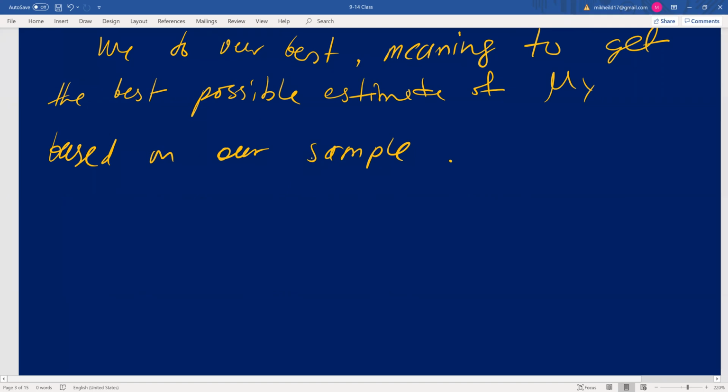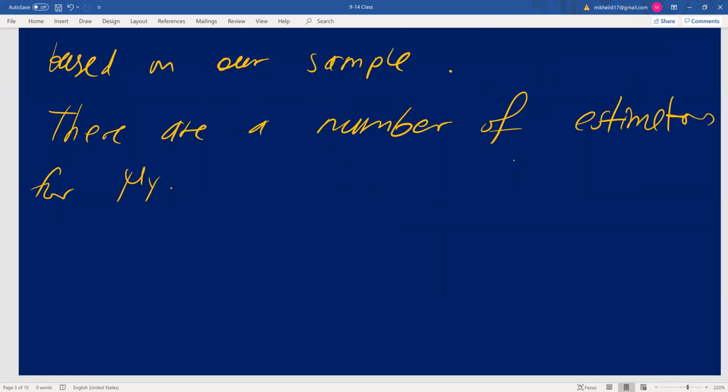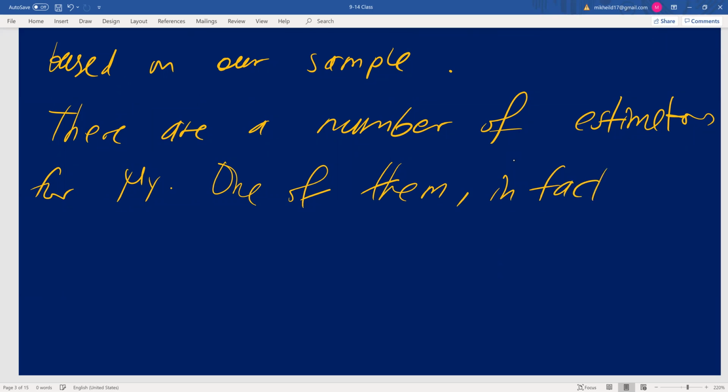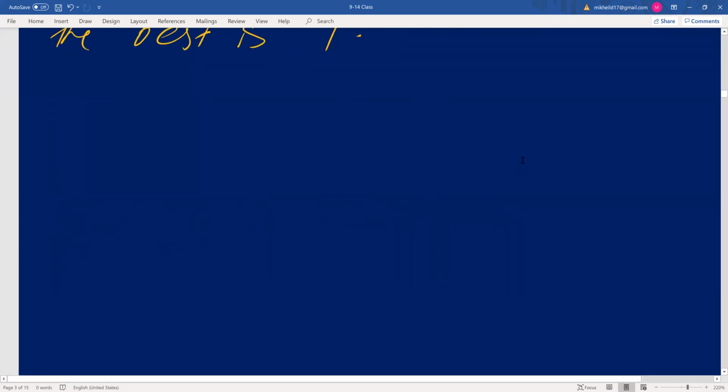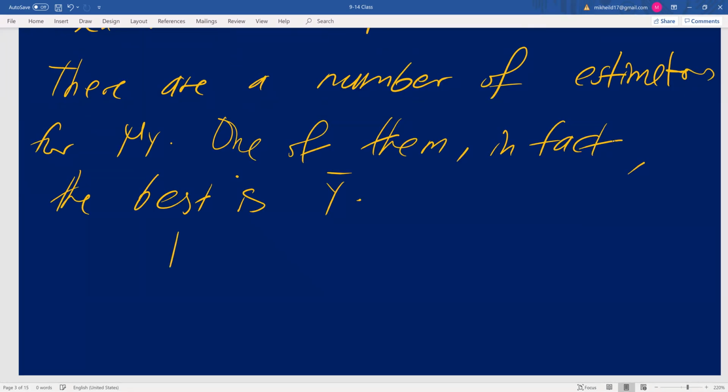Okay, and then there are a number of estimators for mu of Y. One of them, and in fact the best, is what? Y bar. Can you tell me best in what sense? The closest to the actual population mean. Okay, that's one of those.